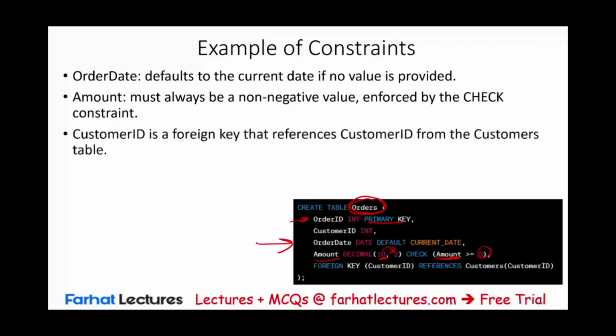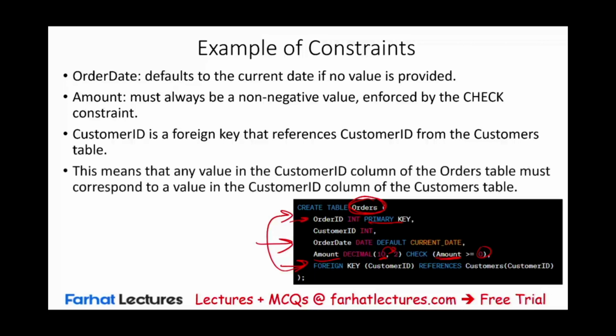Customer ID is the foreign key. Here, the customer ID must be included with the order because every order should have a customer. You cannot have an order without a customer. This means that any value in the customer ID column of the order must correspond to a value in the customer ID column of the customer table. So this is referencing. We have to reference some customer. Who are we selling the product to if we don't have a customer in the order table? And how do we link the customer? We link the customer through a foreign key.